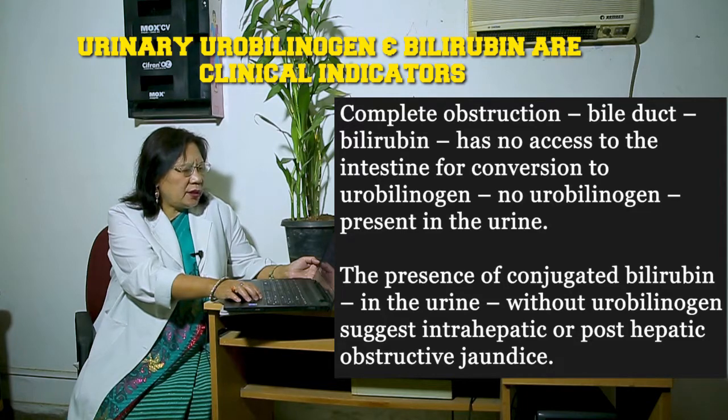So urinary urobilinogen and bilirubin are clinical indicators. In complete obstruction of the bile duct, bilirubin has no access to the intestine for conversion to urobilinogen, so no urobilinogen is present in the urine. The presence of conjugated bilirubin in the urine without urobilinogen suggests intrahepatic or post-hepatic obstructive jaundice. This is important from a clinical point of view.